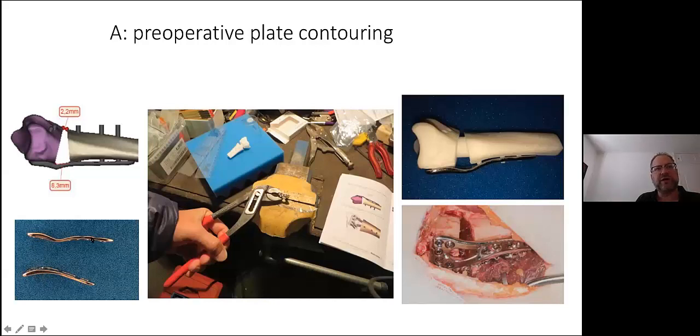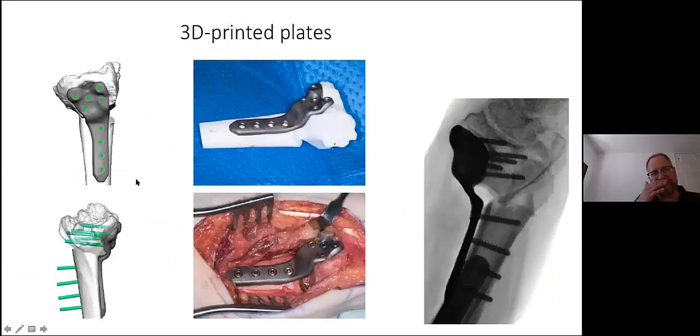Usually they look like this, so it's more like an S shape here. But this is how it will be done in the future. This is a really complicated malunion we had, where we couldn't find a fitting plate, and I don't think I could have bent it either.